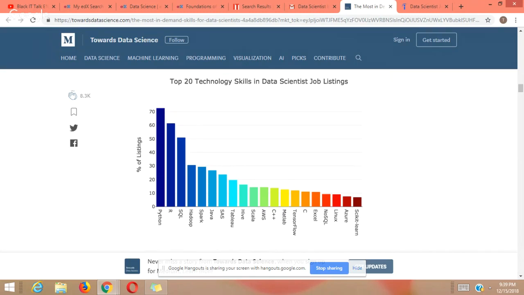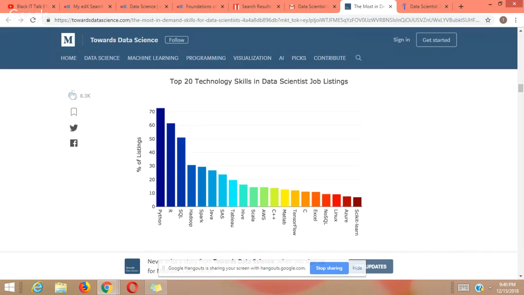SAS, Tableau. Tableau is actually a company. Hive, Scala. Scala is very popular too. AWS, which is Amazon Web Services. C++, a common language to program in. MATLAB, very popular. TensorFlow, that's used for machine learning and artificial intelligence. C, which is a language. Excel, everybody should know Excel at this point. NoSQL, another database. And Linux.